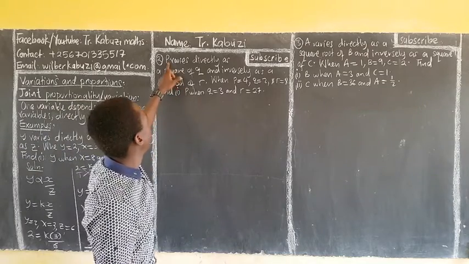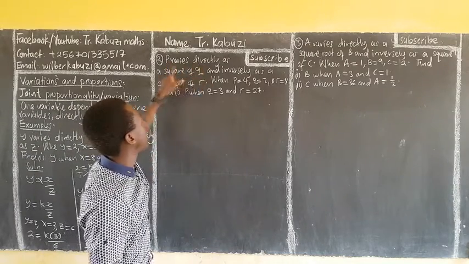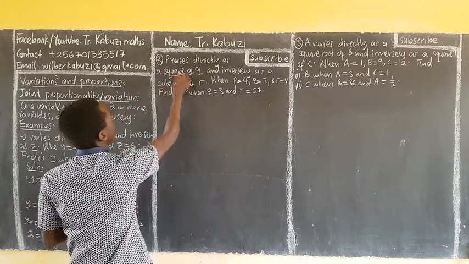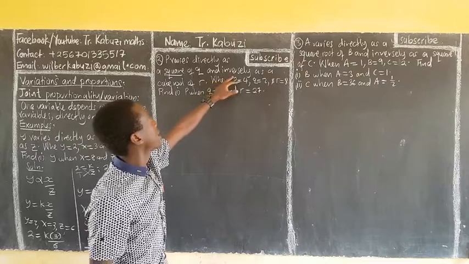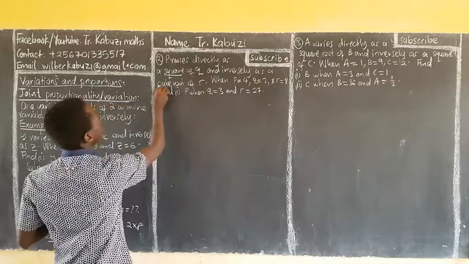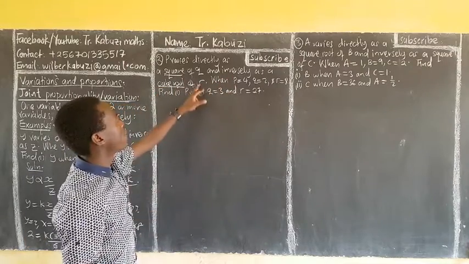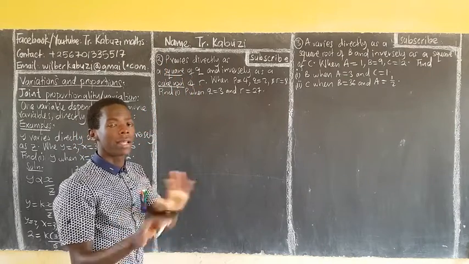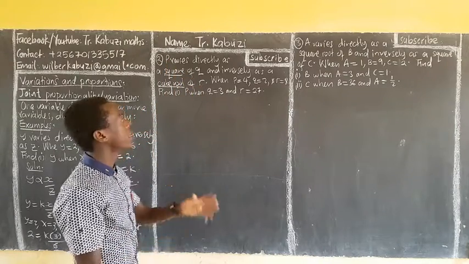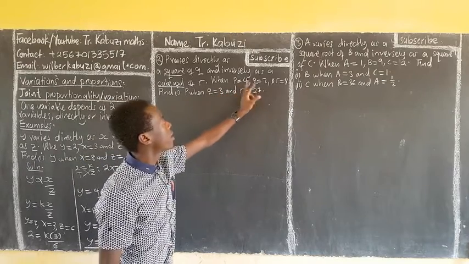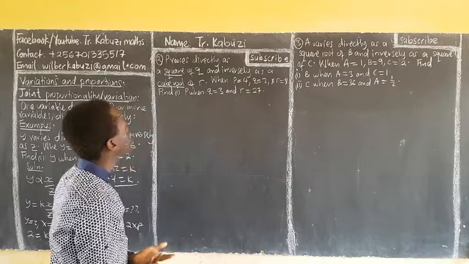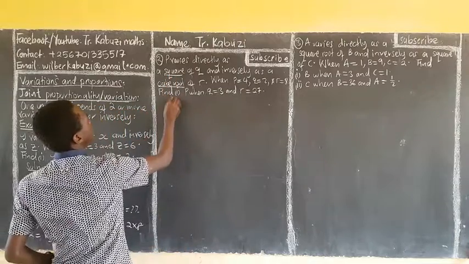So this one, we have p varies directly as a square of q. They are talking about a square, you underline that. And inversely as a root of r. So we have p, q, r, those are already three variables, so that one automatically is a joint variation. Then whenever they give you this information, it is to get the value of the proportionality constant. So we summarize the question.